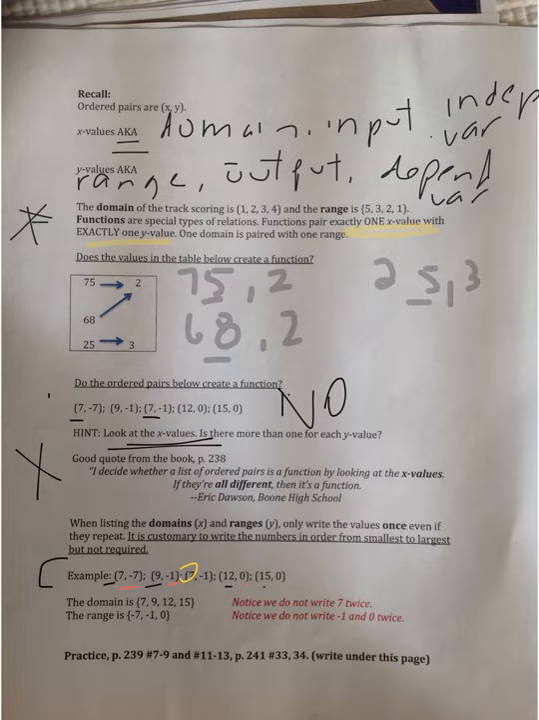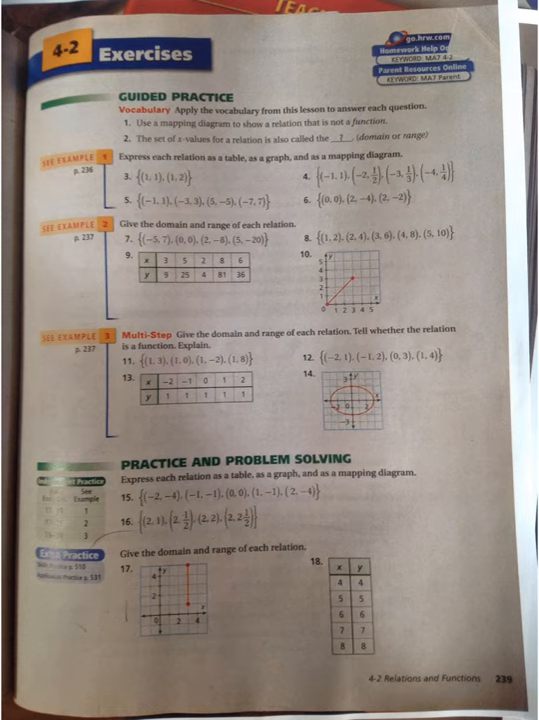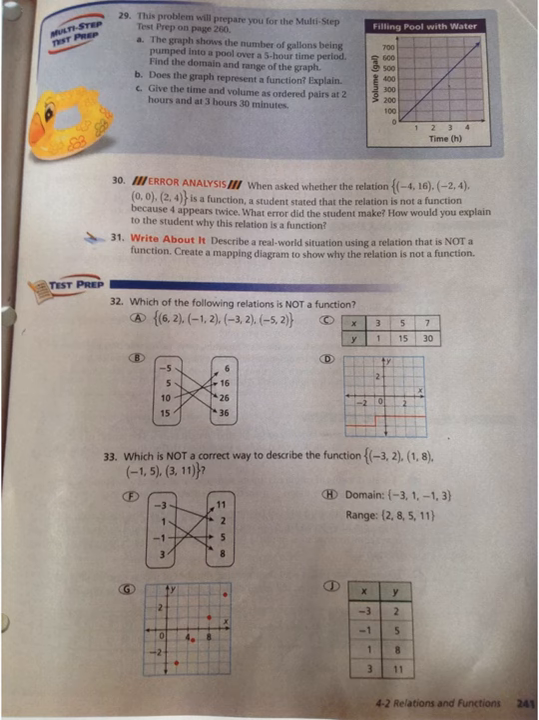So on the next page, you'll see page 239. You can work on 7 through 9, 11 through 13, and then the page after that, page 241, numbers 33 and 34. You can ignore what is right under this page. These are the 2 pages that you have in your notebook that I gave you. And you can do the work right on this sheet if you want, or on some scrap paper.